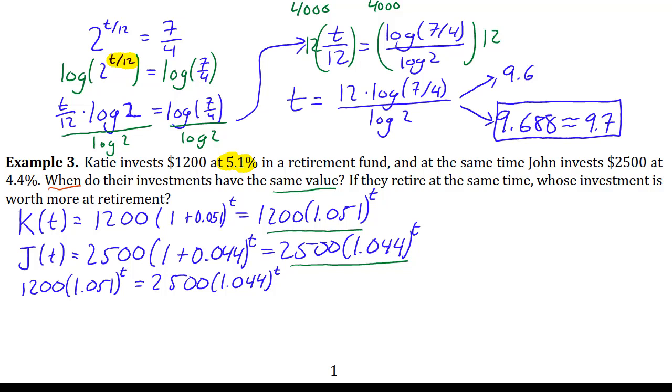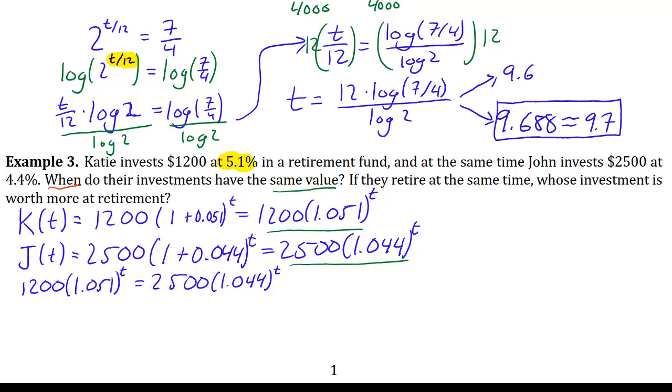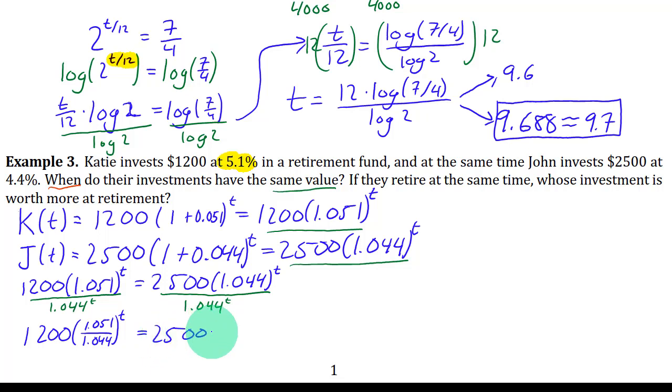Now, let's see. We want to get everything with a t on one side. So let's say we divide both sides by 1.044 to the t. Well, if you have these two things divided by each other and they're both raised to the power t, you can combine that into 1,200 times 1.051 divided by 1.044 to the power t. And over here we just have the 2,500.